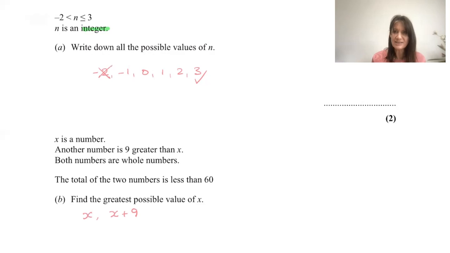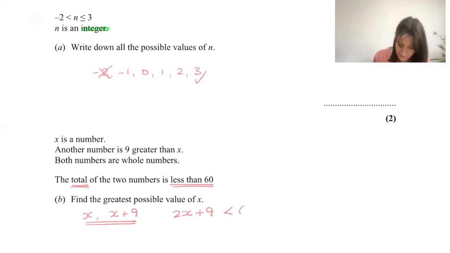So that sentence can be written mathematically. And that's really what a lot of these wordy questions are about. Can you take the sentences and rewrite them in actual maths problems? So the total of this is 2x plus 9. And then the numbers are less than 60. So less than has a symbol. And then we've got 60. So what we've done is we've written ourselves an inequality to solve.